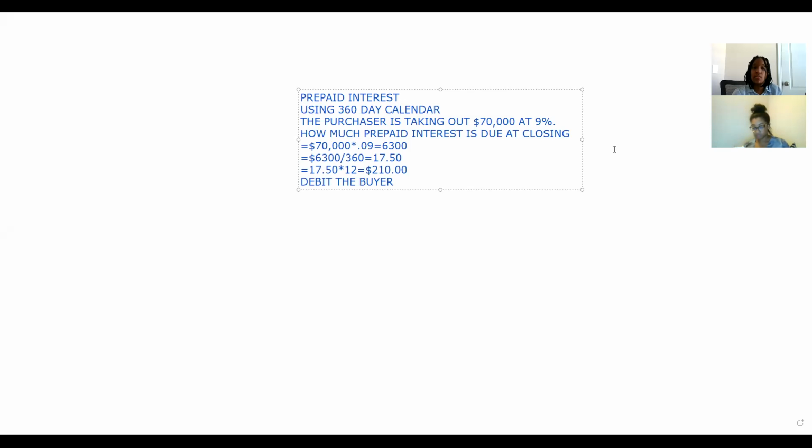All right, y'all, we're doing another problem. It's prepaid interest. It says using a 360-day calendar, the purchaser is taking out a $70,000 loan at 9%. How much prepaid interest is due at closing? First, you take the 70,000 times 9%, you get $6,300. Then you take the $6,300 divided by 360. That'll equal 17.5. And you take that 17.50 multiplied by 12 days, you get $210. And that's how much prepaid interest is due at closing.